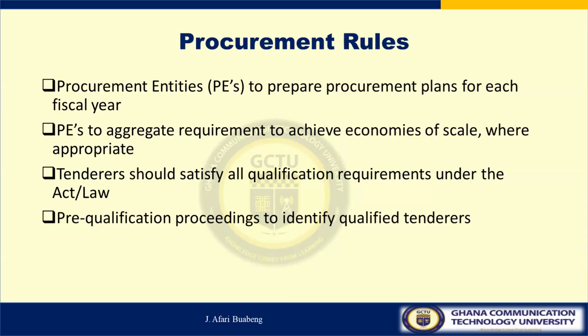And then procurement entities are to aggregate requirements to achieve economies of scale where appropriate. Sometimes entities are allowed to buy in bits. But when you intentionally, as a procurement officer, decide to break the bulk, it is against the rule. So we need to aggregate.